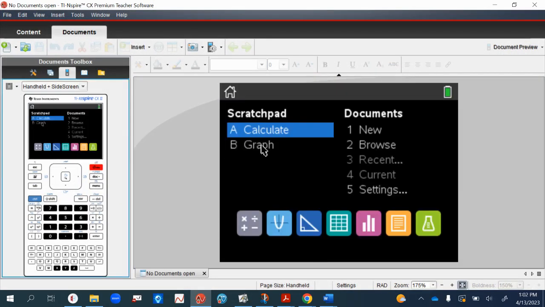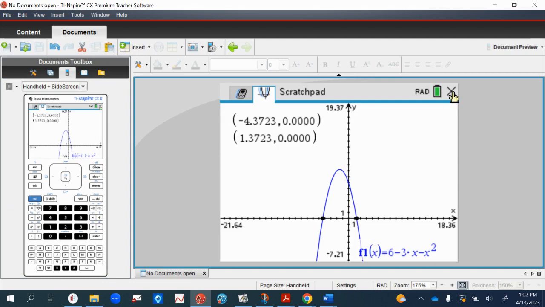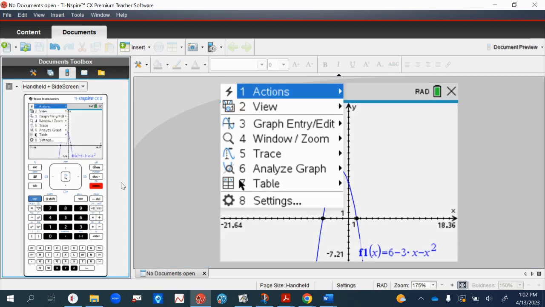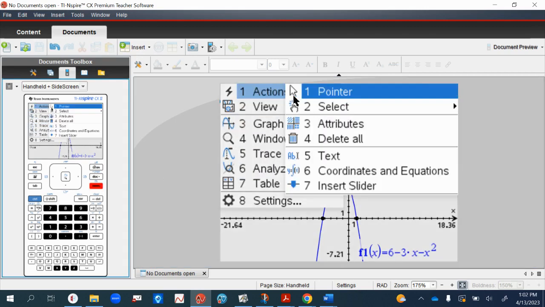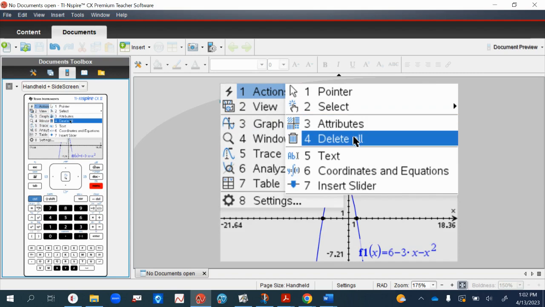Right, so we've got to go into graphs again. And I'm going to get rid of all this nonsense that I've got there. And if it will let me, which it's not, that's weird. So another way that we can get rid of this is to go to actions and delete all.